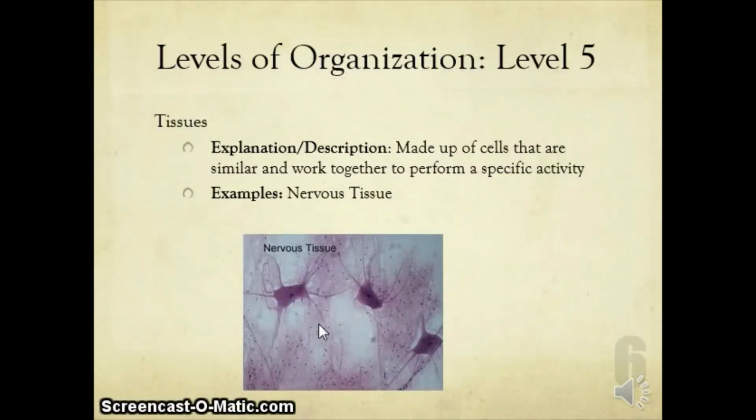Cells then are going to combine together to form tissues, which is our fifth level. Tissues are just a lot of the same cell coming together and performing a specific function. So if we take a lot of those nerve cells or those neurons that we saw in the last slide and put them together, we can then form nervous tissue, which you see pictured here. In the nervous tissue, you can distinctly see 3 neurons.